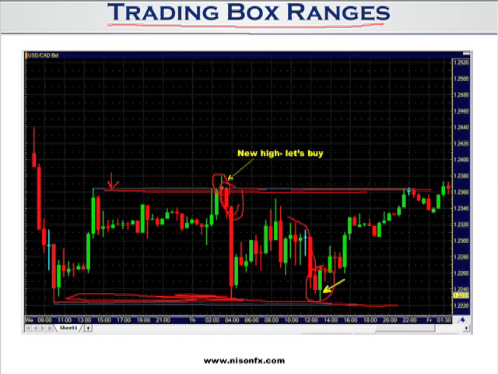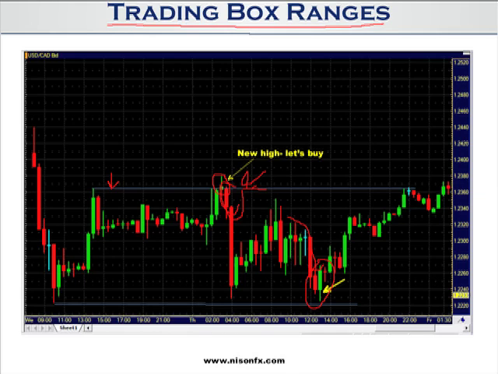Resistance, support. So let's say when the market sells off, you see a bullish engulfing pattern. I'm highlighting here, green wrapping around the red. My target would be the top end of the box range, right here. Okay, so get rid of a lot of this stuff here.